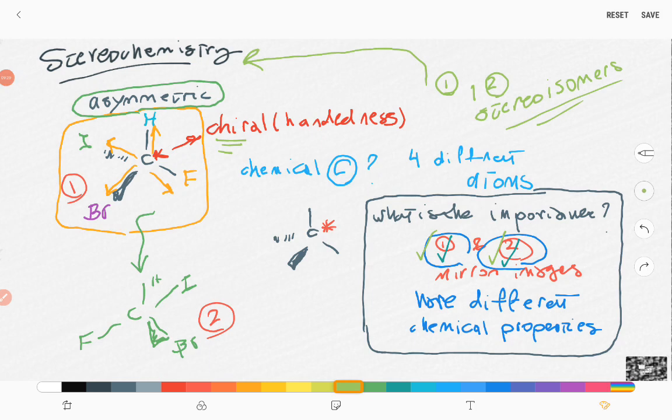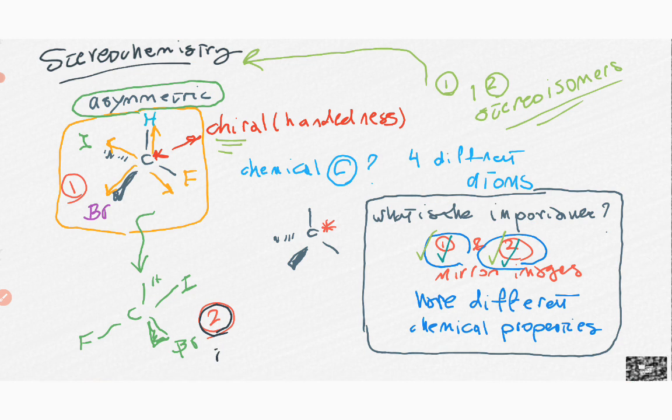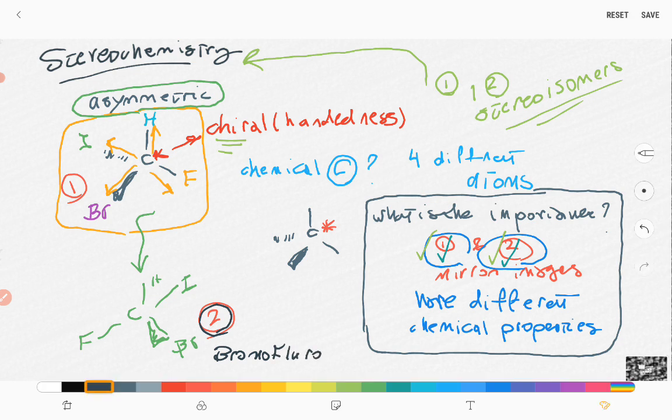So here's another point I want to talk about, and that is the name of these molecules. If you want to name these two molecules, for example molecule number 2, we can say, in the alphabetic way, bromo, fluoro, iodomethane.